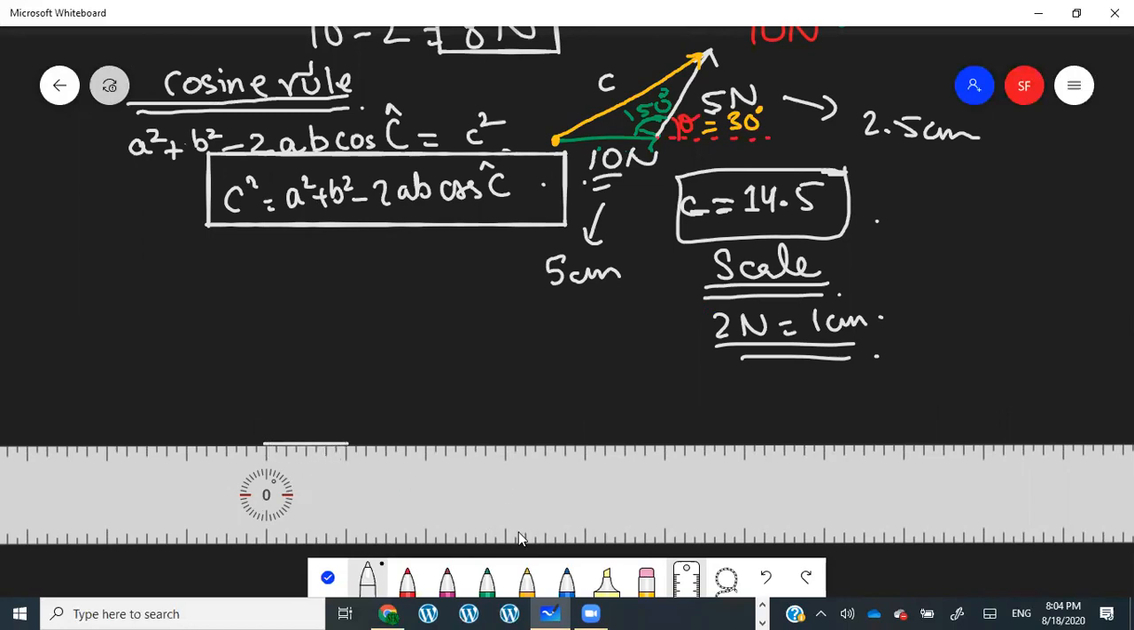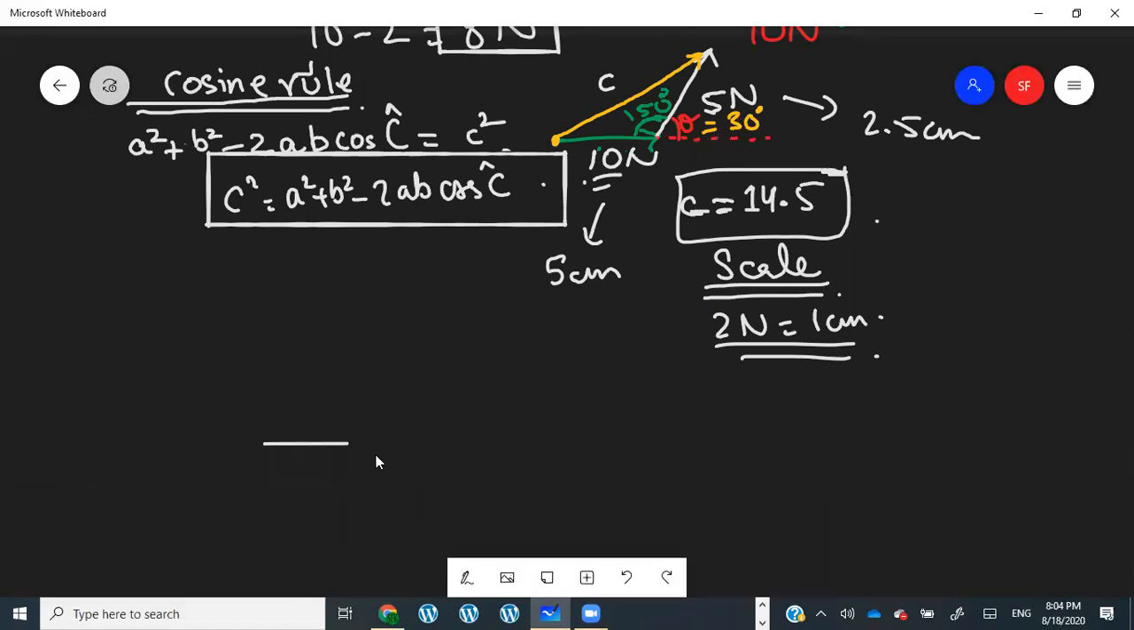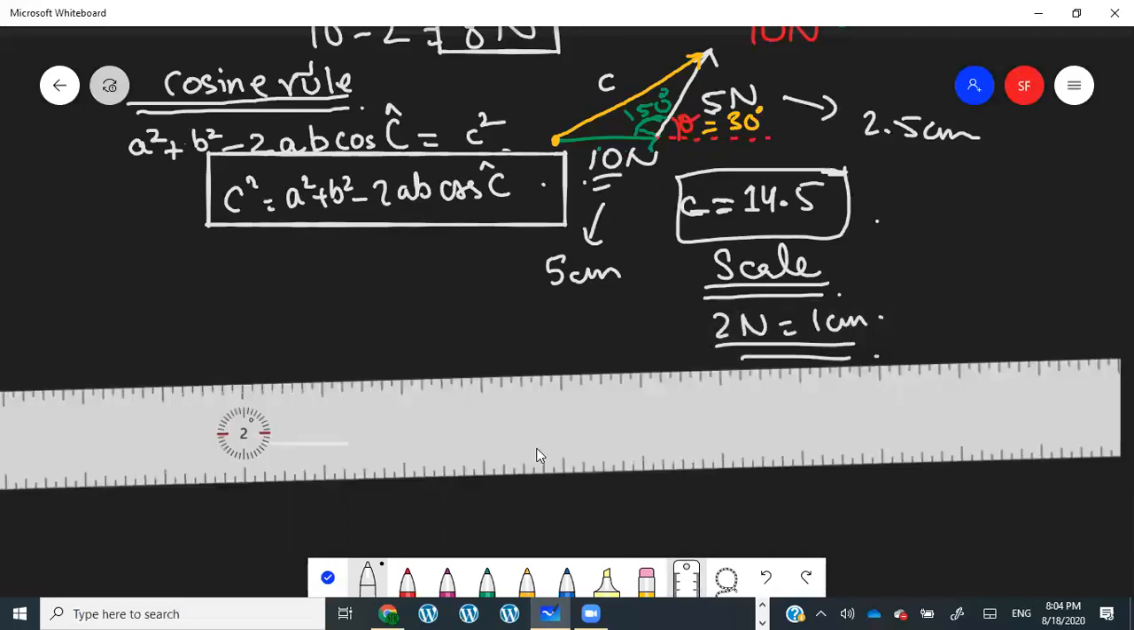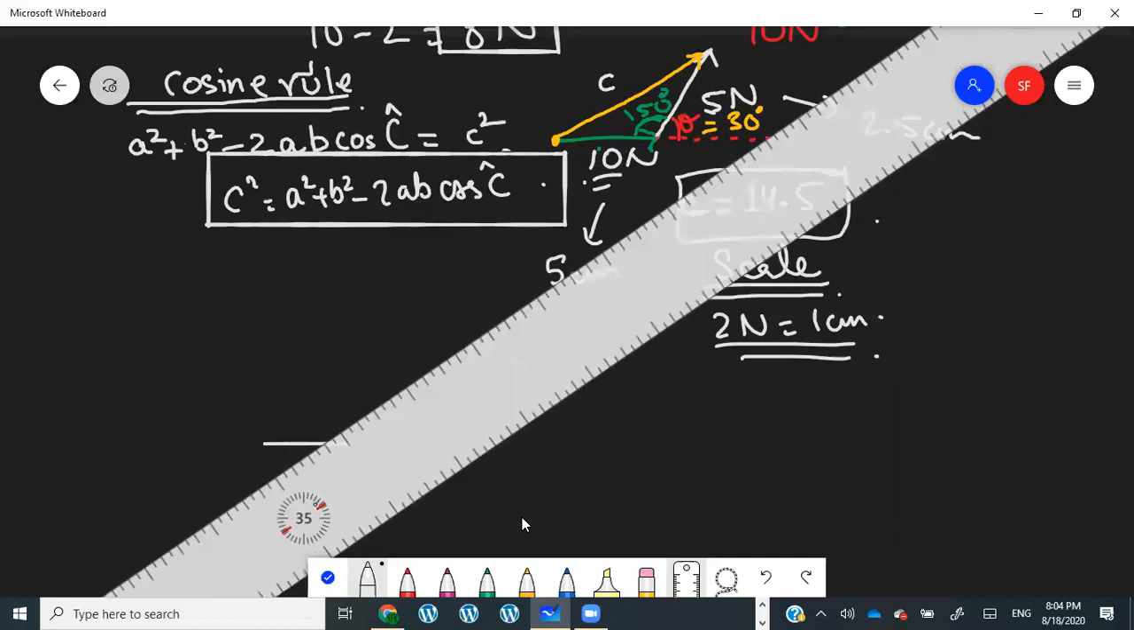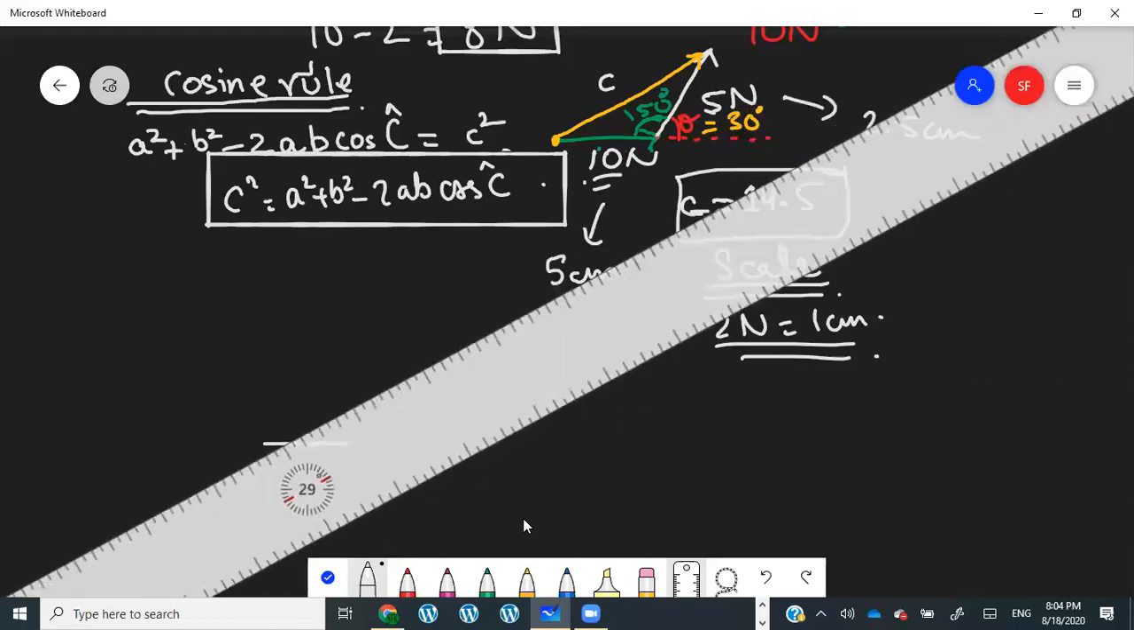This is my first vector. After that, for 30 degrees, the other angle is at 30 degrees to the horizontal. So I'll place it at 30 degrees. For that, you'll need the protractor. Okay, so let me place it at 30 degrees now.